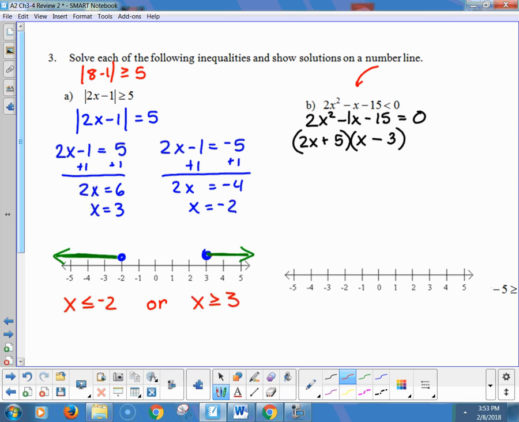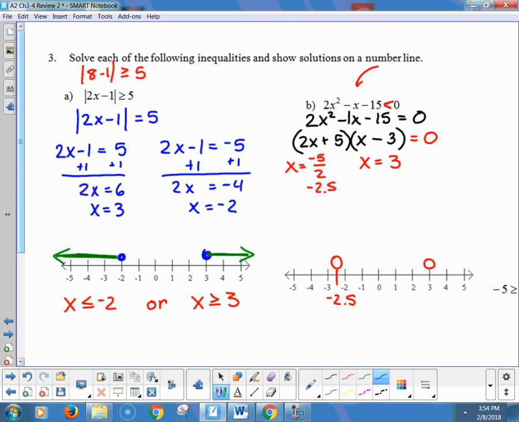And let's see, if I'm solving for where this equals 0, that would mean x could equal 3, or x could equal negative 5 halves, which is negative 2.5. So these are my boundary points. Negative 2.5 is a boundary point, and positive 3 is a boundary point. And I'm making this an open circle because it's strictly less than 0.